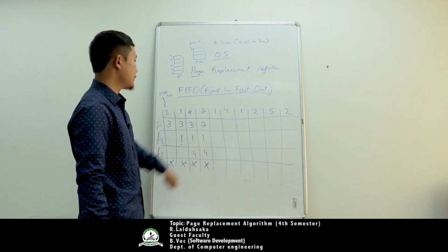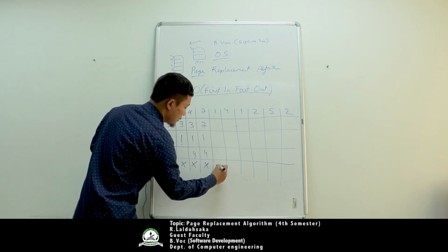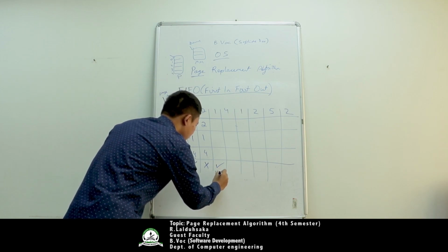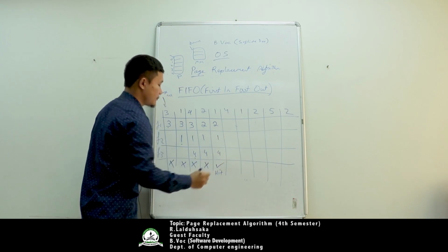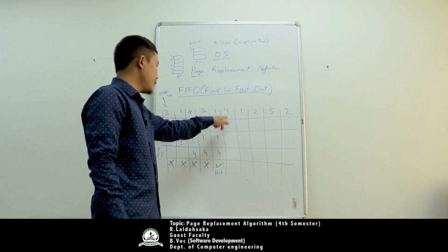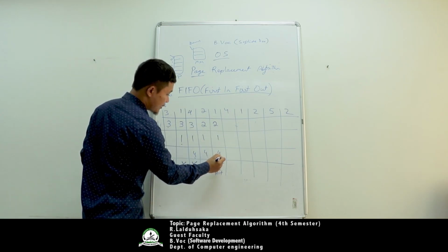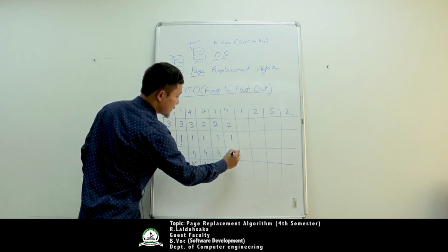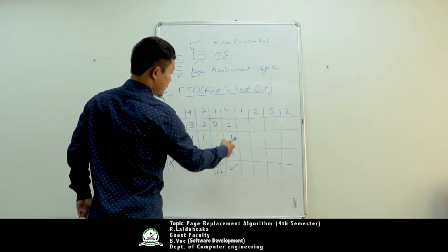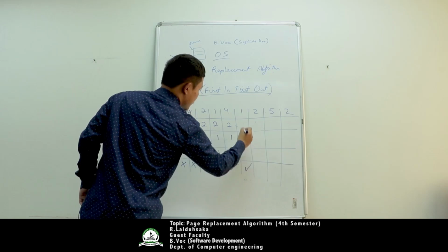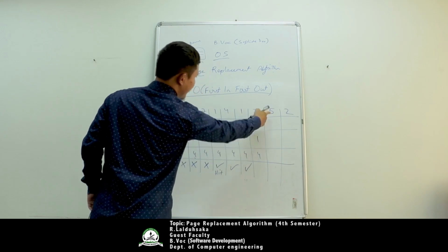And then next comes 1. 1 is already in the frames, so it is a hit. So there will be no change: 2, 1, 4. And then next comes 4. 4 is already there in the main memory in frame number 3. So 2, 1, 4, no change. This is also a hit. And then 1 comes again. Hit again: 2, 1, 4. 2 again. Now 5 comes.